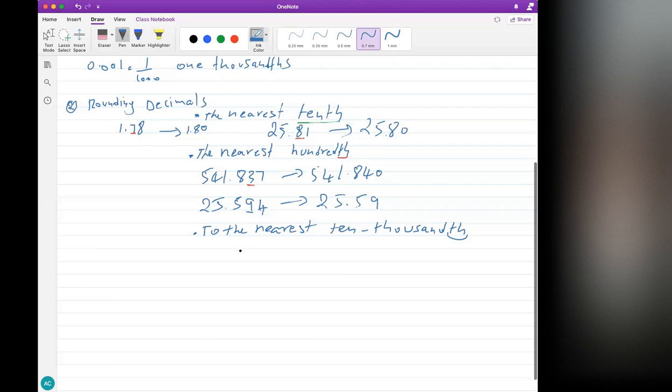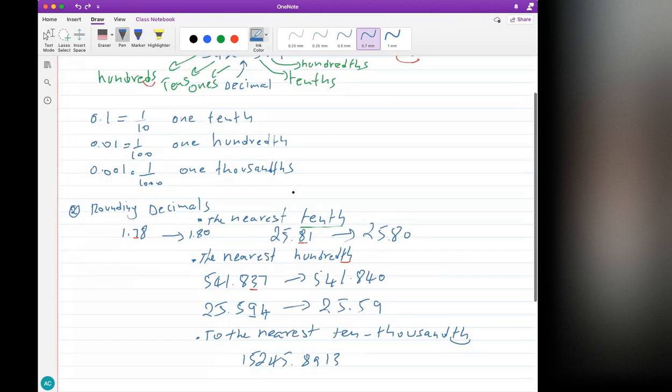So if you have something like this, and let's say I wanted to round this decimal number, it has a decimal point, to the nearest 10 thousandths. First, again, you want to locate this precisely. What digit from here is in the 10,000 position? Which number? 9.